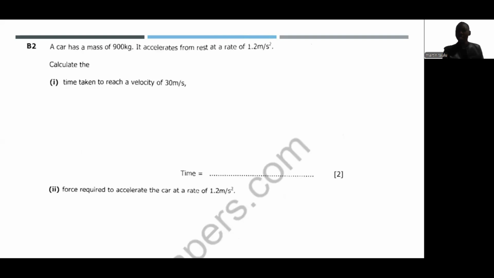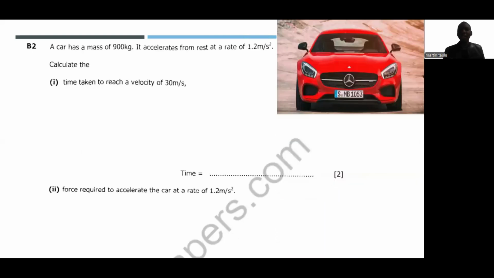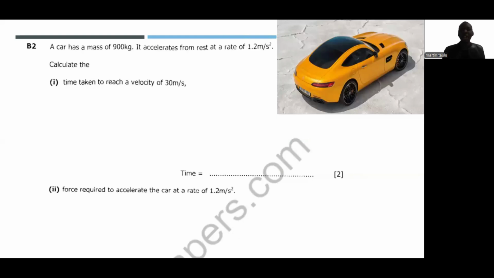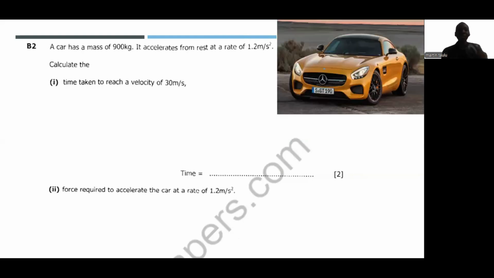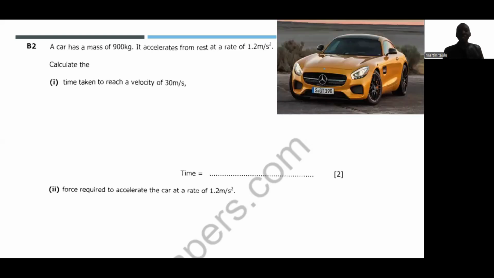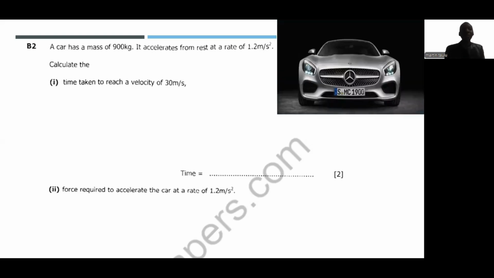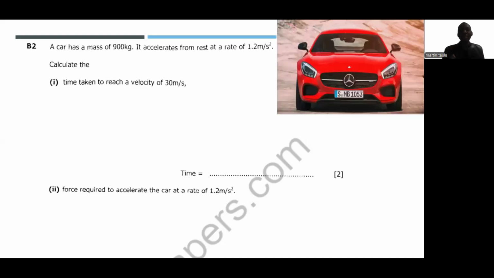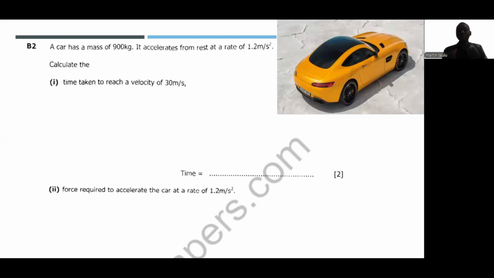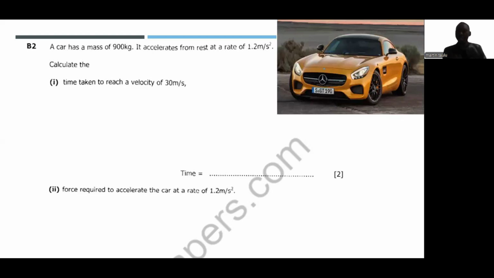So here in this question today, we are dealing with a car that is basically accelerating at a rate of 1.2 meters per second squared. Okay, so the first question there, they're asking us to calculate the time taken to reach a velocity of 30 meters per second.